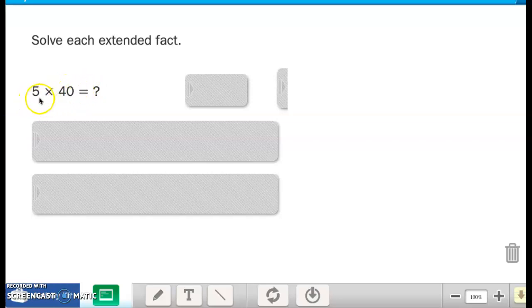We are used to solving 5 times 4, but when we see 40, some of you might freak out. Oh my goodness, that is a big number, 40. Extended facts with the 0 are not that hard. I'm going to show you how to answer this question. So what you do is you use just the main fact.